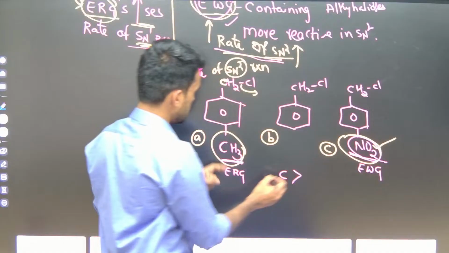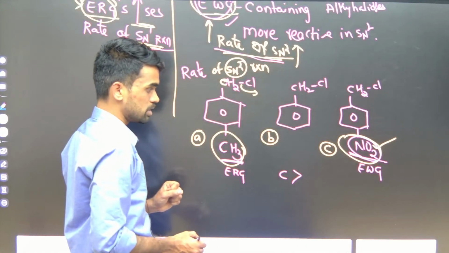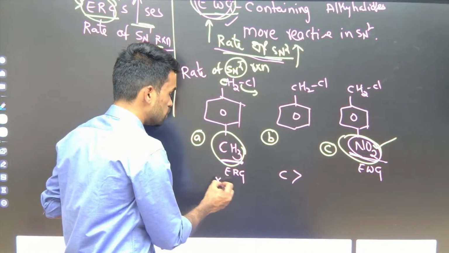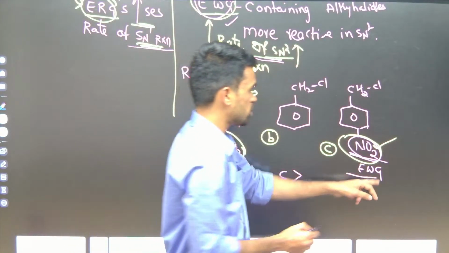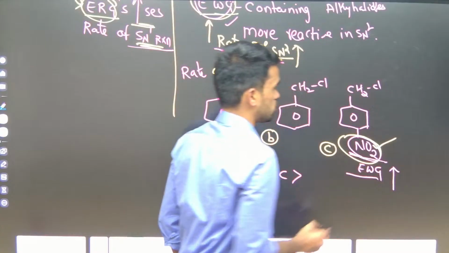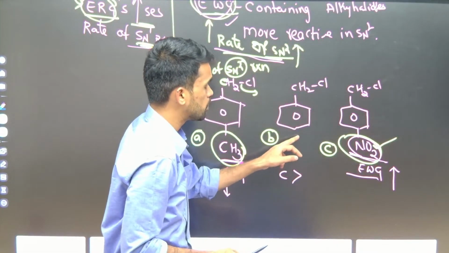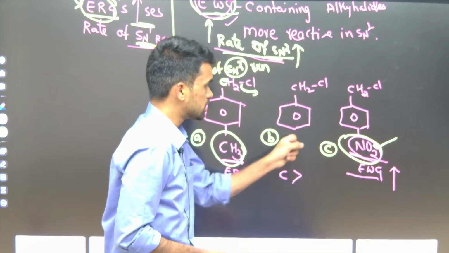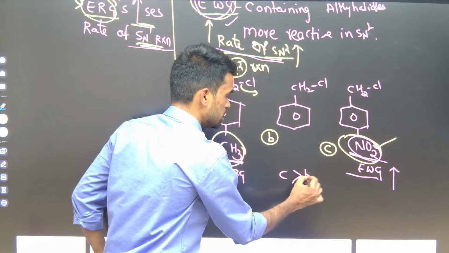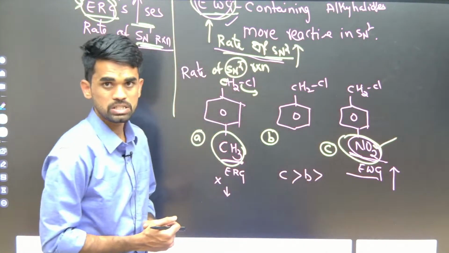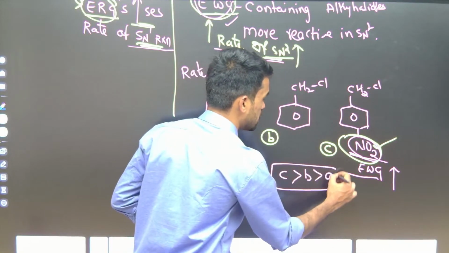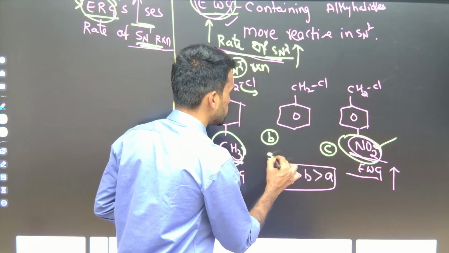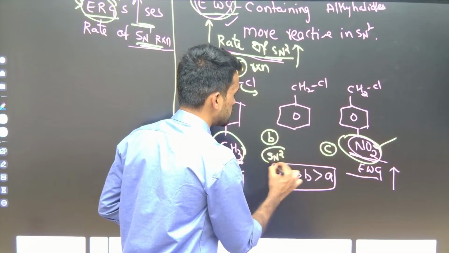And then next here, an electron releasing group is there. So electron releasing groups decrease the rate of SN2 reaction. Only electron withdrawing groups increase the rate of SN2 reaction. There is no such group here, so it is better than having this electron releasing group in SN2 reaction. So this will be the correct order for SN2 reaction.